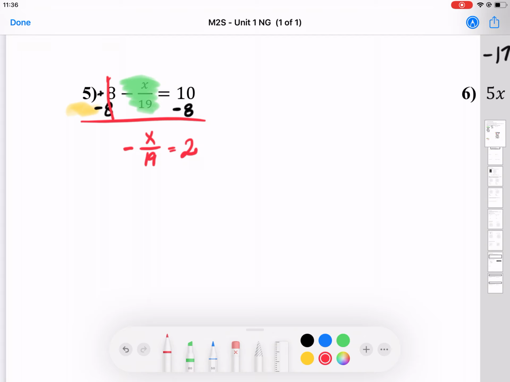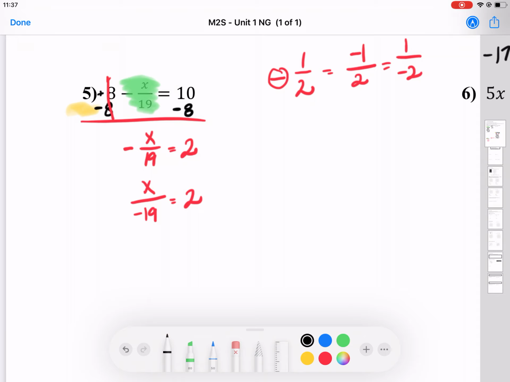Here's the cool thing about fractions. If you have a negative in front of a fraction, so like negative 1 over 2 like that, you can write that as a negative 1 over 2 or a 1 over negative 2. The point is you can put this negative right here to either the top or the bottom. You choose. So I'm actually going to rewrite this as x over negative 19 equals 2, just to make it a little easier on myself.